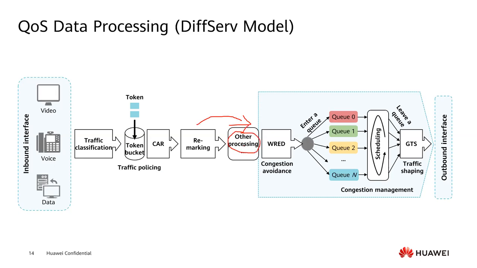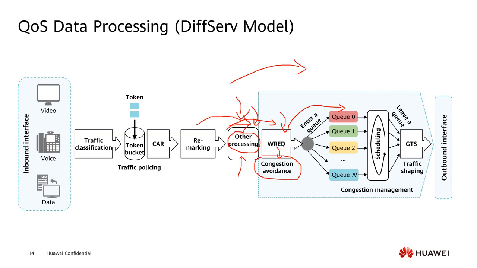This other processing means, for example, I will check the routing table, or I will check the MAC table, and do the forwarding. This other processing also includes, for example, filtering some packets. All those kinds of processing are in this other processing. After going through other processing, the traffic decides which interface to go out from. When it goes out, it will go through some other modules. The first is congestion avoidance. The congestion avoidance can decide whether the traffic is allowed to go into a certain queue or not.